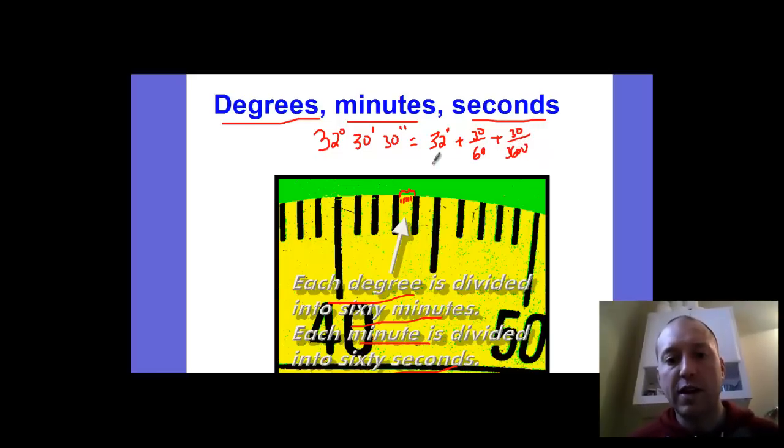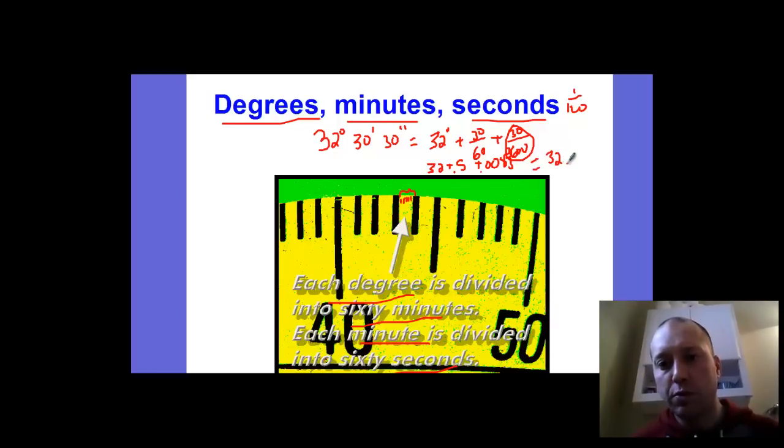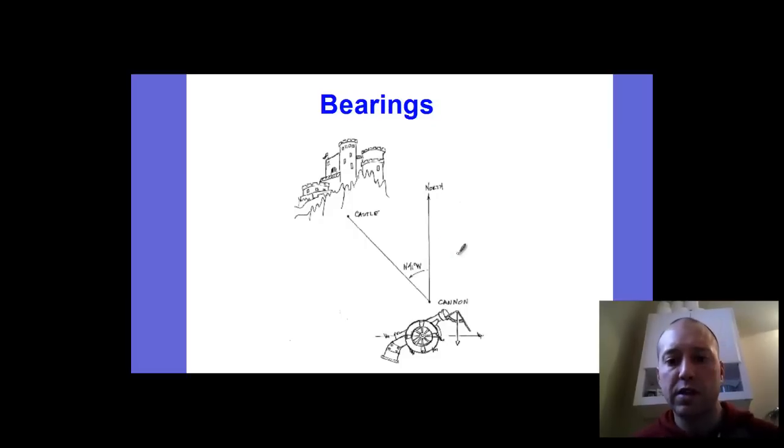If I convert this to decimal form, this is 32 plus 0.5, which is the 30 over 60, plus 1/120th. This fraction here is 1 over 120. If you divide that, that's 0.0083 repeating. Then if I add my decimals, I get 32.5083 repeating.